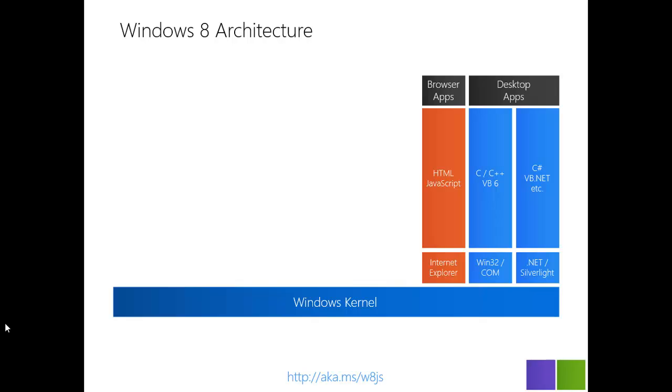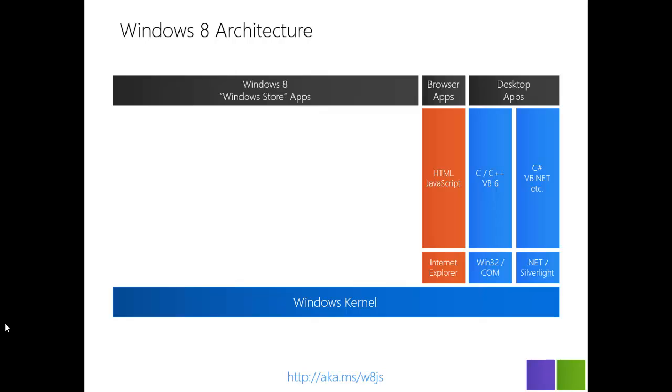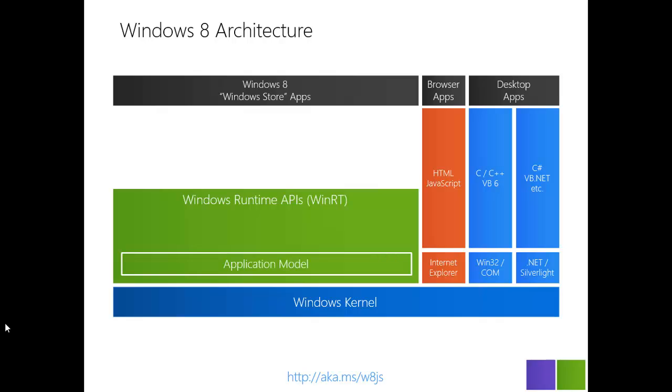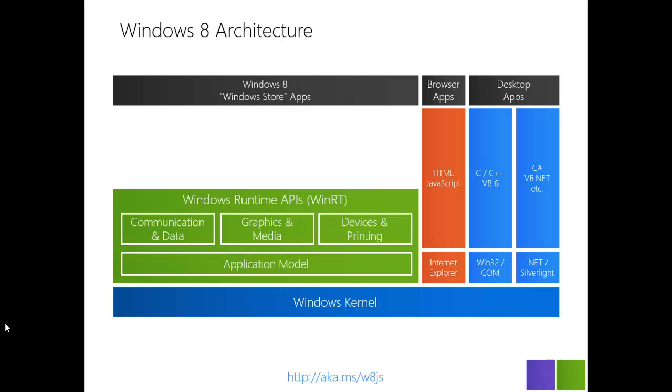So to facilitate that, Microsoft created a new runtime and a new class of applications for that runtime called Windows Store Apps. And the runtime that they run on is called the Windows Runtime API, or just WinRT for short. And WinRT gives you the basic things that you'd expect from a runtime API: communication with the network, drawing on the screen and doing graphics and media, printing out to devices, etc. Also, an application model that helps maintain your application through its lifecycle.